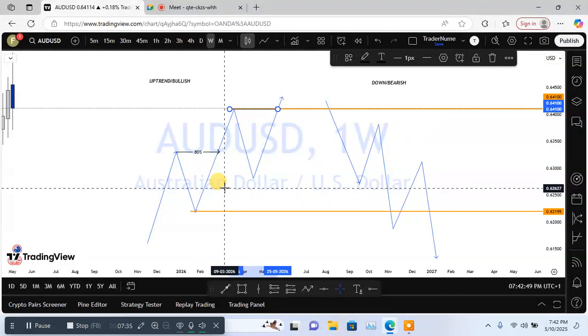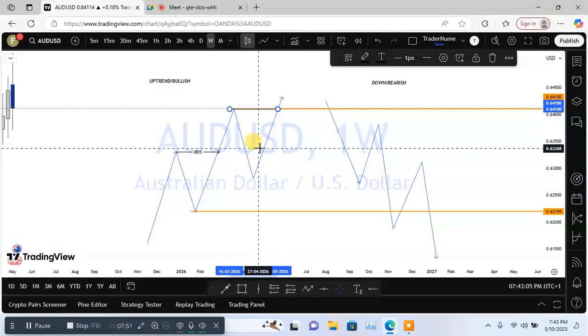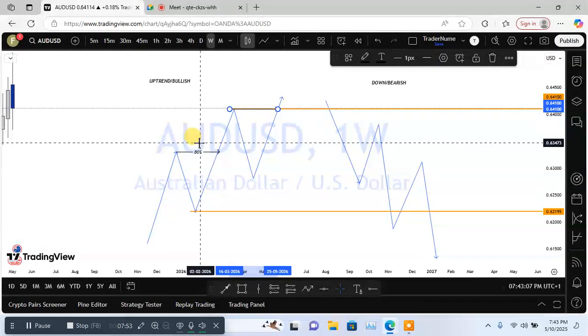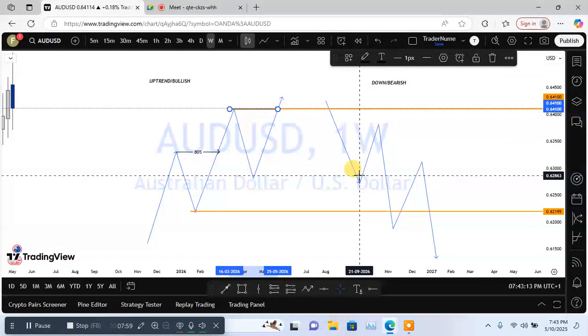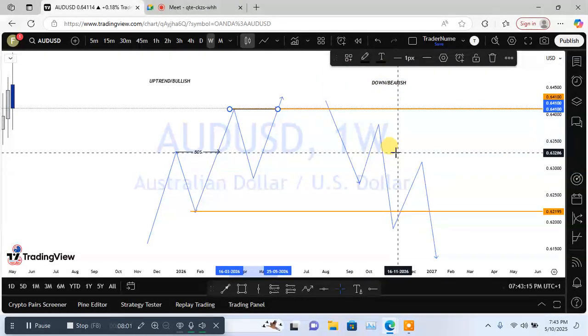Now the next thing I'm going to be talking about, because I want to make this training very short and precise, so that it will be easy for you to understand. I don't want to make it very long. So just know this: when market is bullish, market will be breaking structure upwards, and when market is bearish, market will be breaking structure downwards. I'm going to show you on the charts, right?